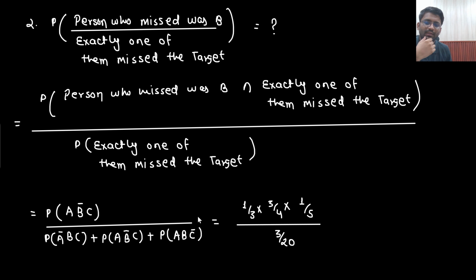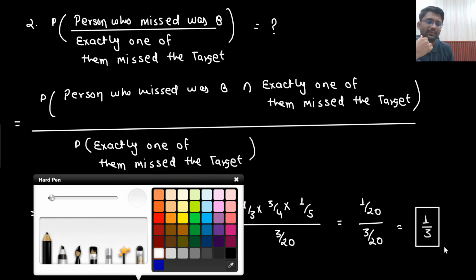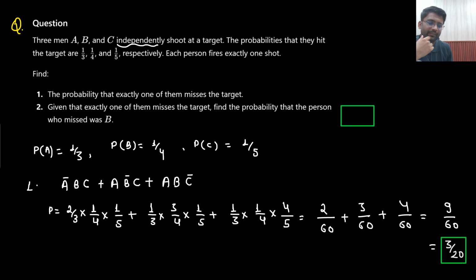Yeah, sorry. So if you cancel this, what is the answer you are getting? 1 by 20 divided by 3 by 20. So what is the answer? 1 by 3. There you go. This is the answer. 1 by 3 is the answer.